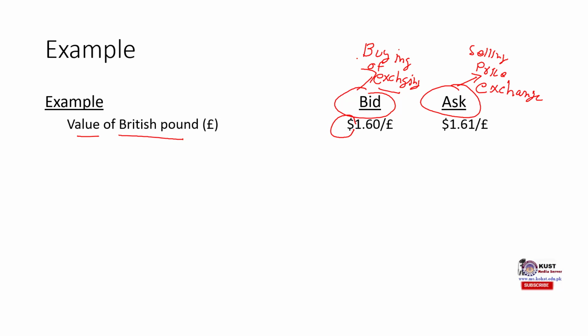So we have the value of British pound in terms of dollars. One British pound is $1.60. The exchange would buy 1 pound for $1.60, and it would sell. Remember, ask price. It would sell the 1 pound at $1.61. So it buys the pound at 1.60 and sells it at 1.61. So $0.01 is its profit.